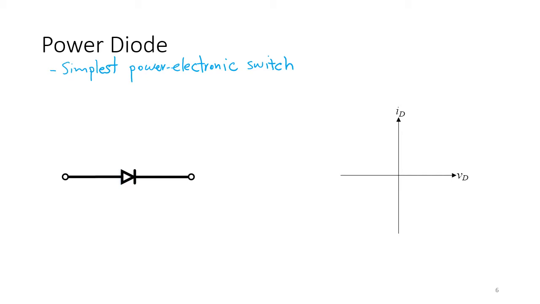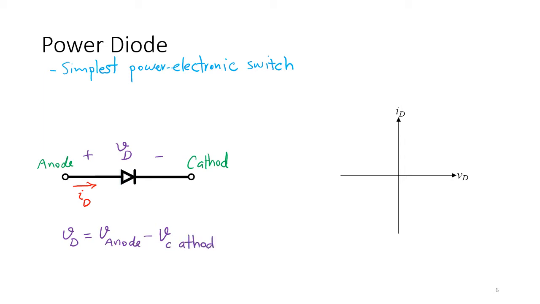I think some of you are already familiar with this symbol. Here, this part is the anode pole, here is the cathode. The current has the same direction as the triangle in the symbol shows you. And the VD is defined like this. So in other words, VD is equal to V anode minus V cathode.